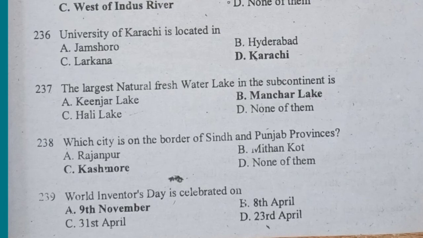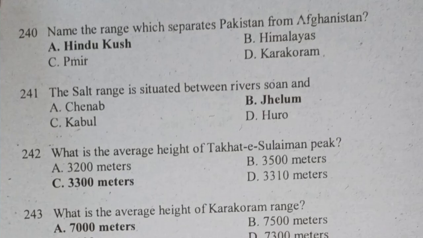Which city is on the border of Sindh and Punjab province? Kashmore. World Inventors Day is celebrated on 9th November. Name the range which separates Pakistan from Afghanistan. Hindu Kush. The Salt Range is situated between the rivers Sone and Jhelum.